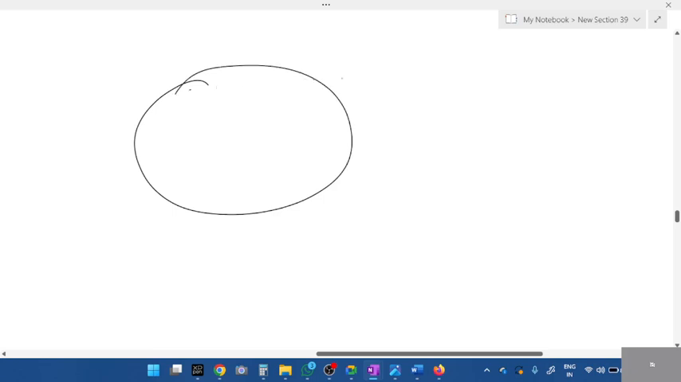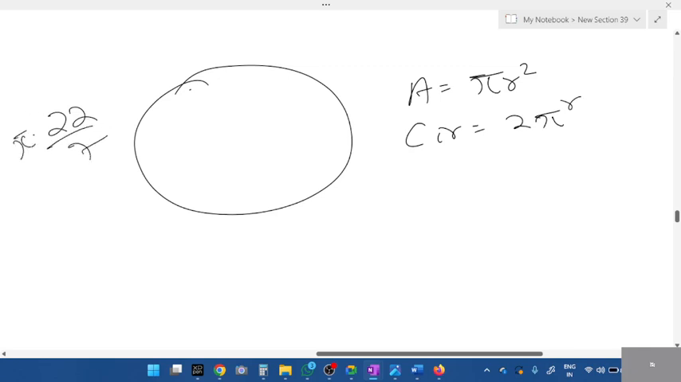When it comes to circle, the area formula is equal to pi r square. This is for a full one. Circumference is equal to 2 pi r. Pi value is 22 by 7. Remember, pi value is 22 by 7. R stands for radius. This is for a full circle, a complete circle.